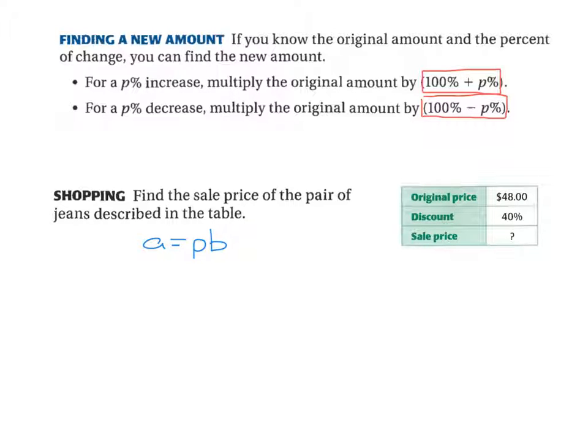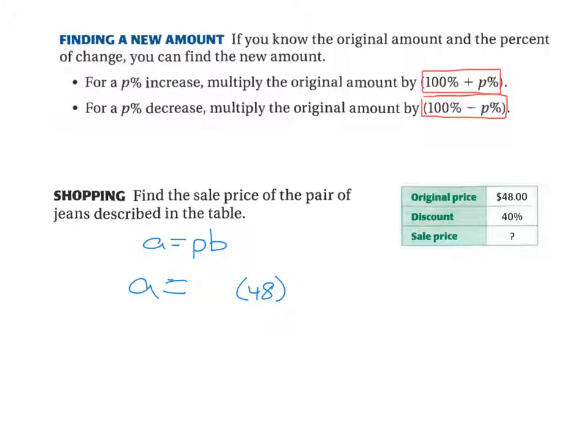Okay? For these problems, I like to use the percent equation because we know the percent and we're looking for what the part is, or the new amount. So let's take a look at this example. If we're shopping, we want to find the sale price of the pair of jeans described in the table. We know that the original price is $48, right? That's the base. So we know that the base is 48. We're looking for the new amount, and we need to use the appropriate percentage to calculate what that new amount is going to be.